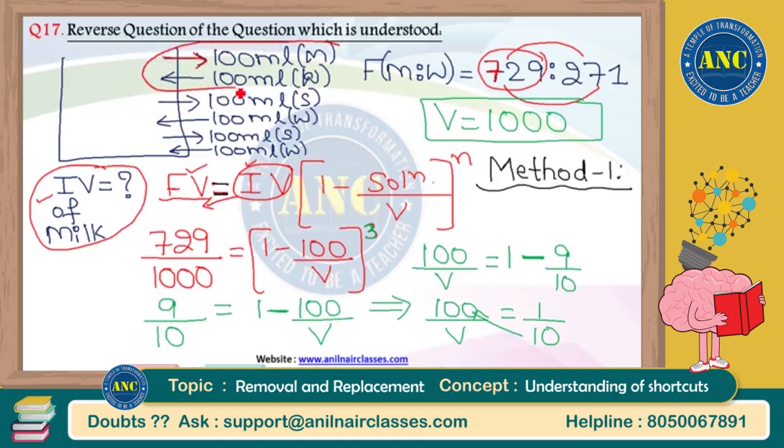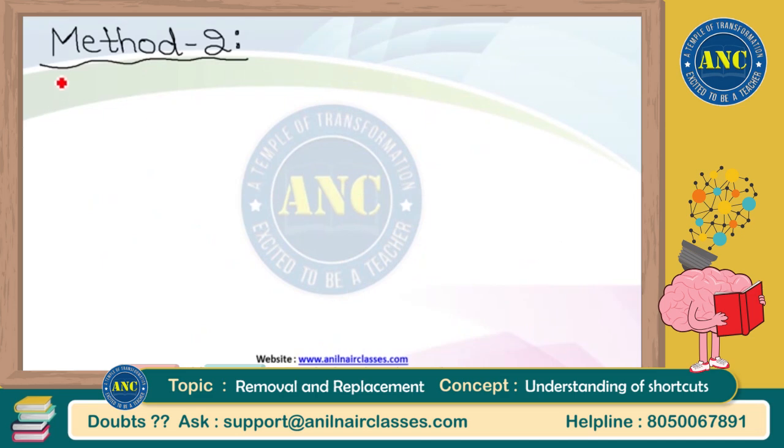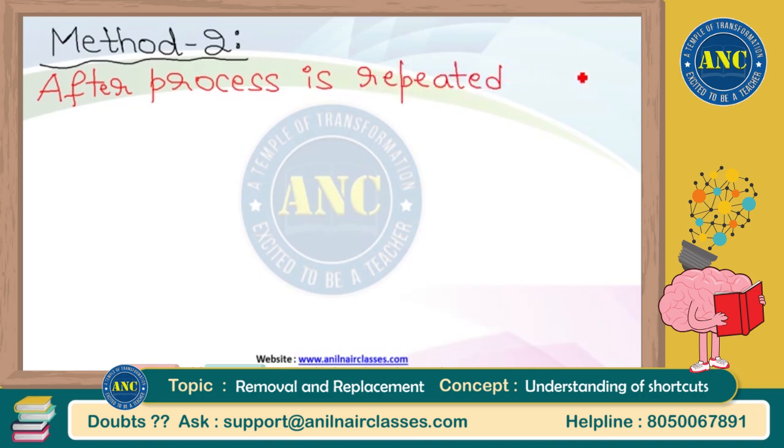This is the first cycle. The same cycle is repeated one more time. The same cycle is repeated a third time. That means there are 3 cycles happening. Observe carefully. I am writing it for one time. After the process is repeated for 3 times, or I can say thrice.